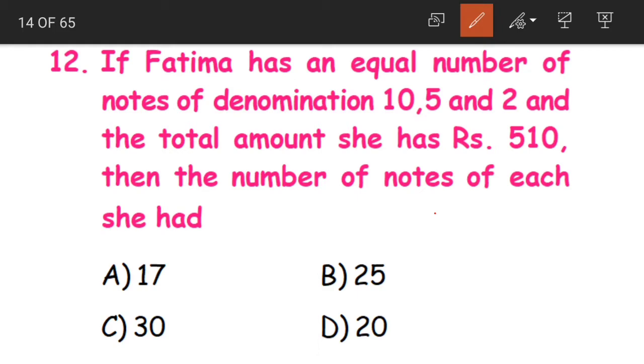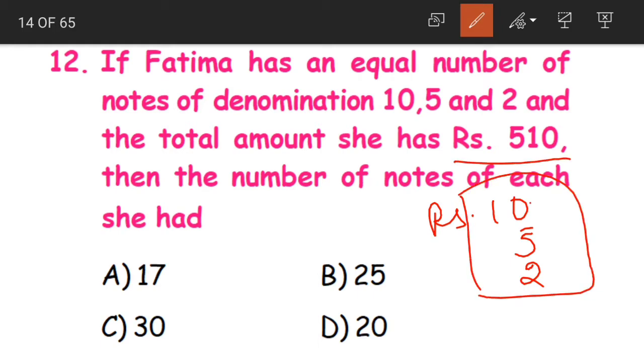Now what does Fatima have? Fatima has 10 rupee, 5 rupee and 2 rupee denomination notes. The total amount she has is 510 rupees. She has these 10, 5 and 2 rupee notes in equal number. Let us say if she has two 10 rupee notes, she has two 5 rupee notes and two 2 rupee notes only. Clear, children?